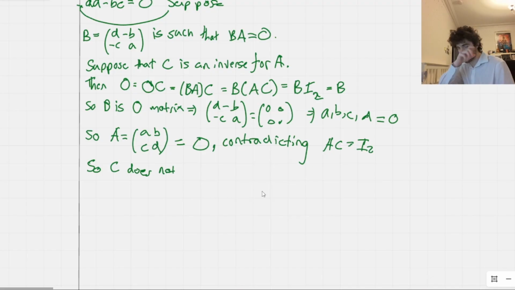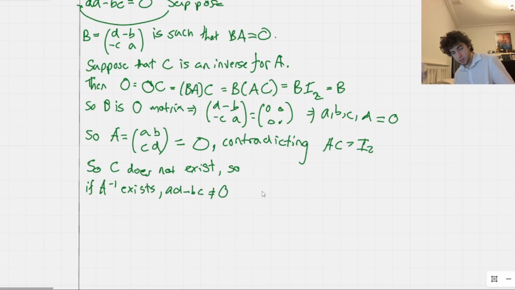So C does not exist, and effectively we've proven that if A to the minus 1 exists, AD minus BC cannot equal 0. Boom. Effectively, if this is true, then this cannot be false. So we cannot have A to the minus 1 existing but AD minus BC being 0. It's not possible, as we've just shown.